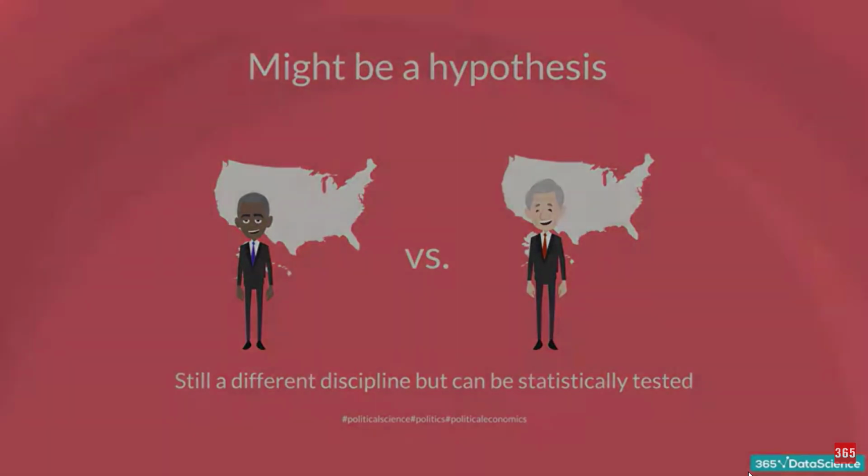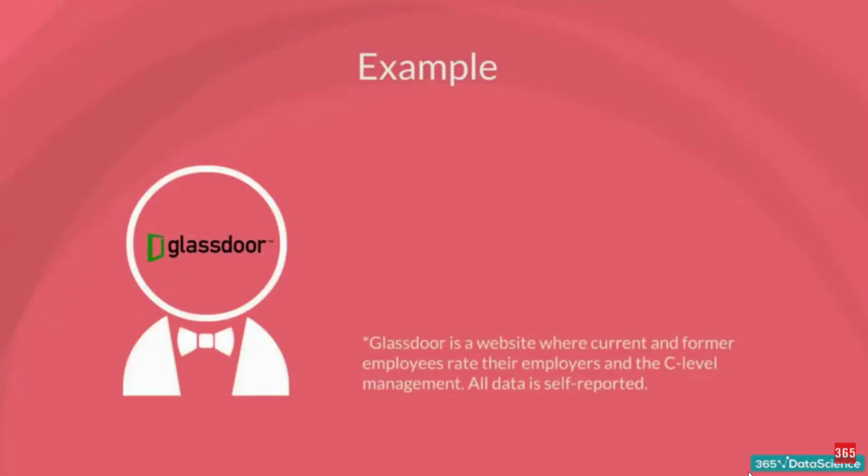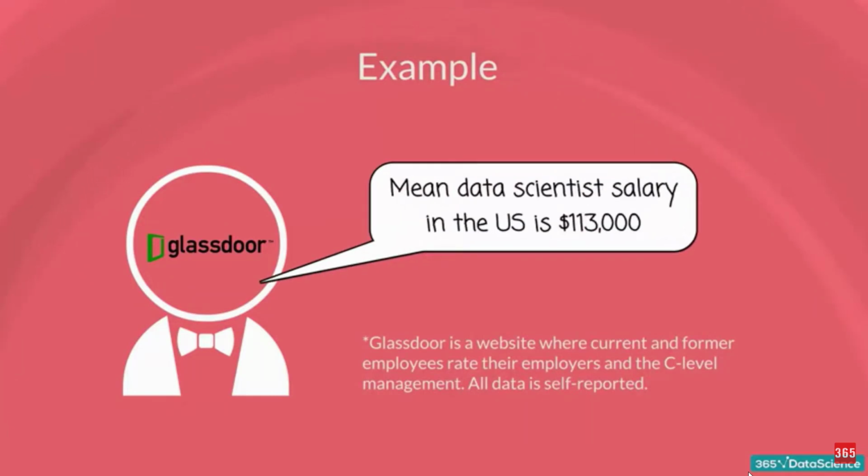Here's a simple topic that can be tested. According to Glassdoor, the popular salary information website, the mean data scientist salary in the US is $113,000. So, we want to test if their estimate is correct.